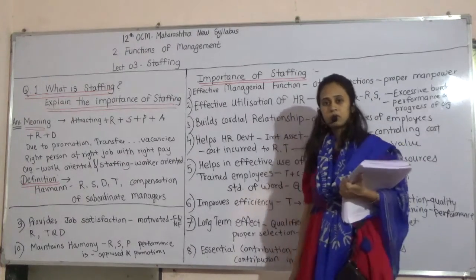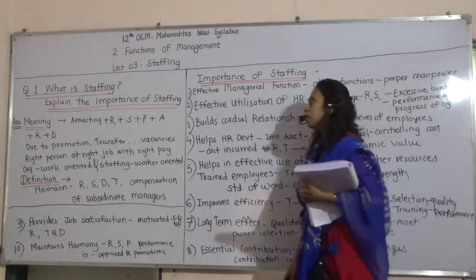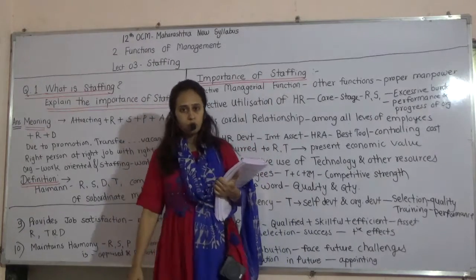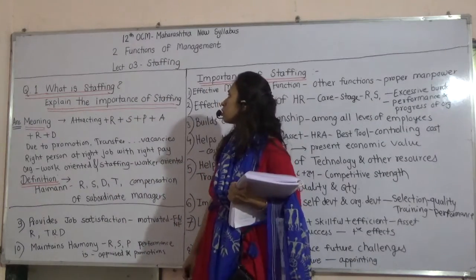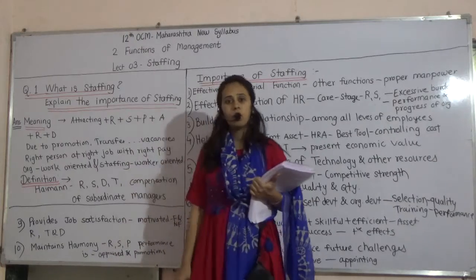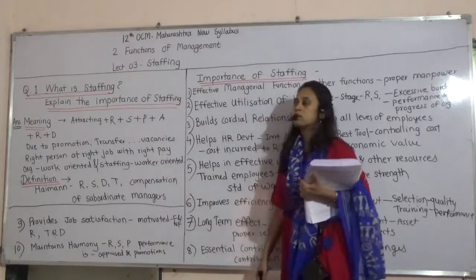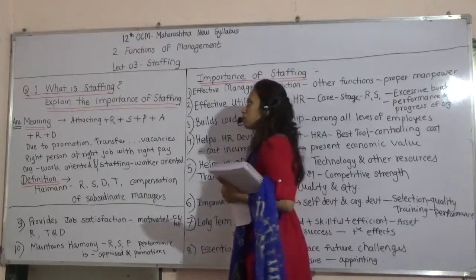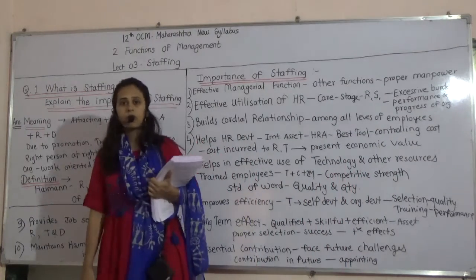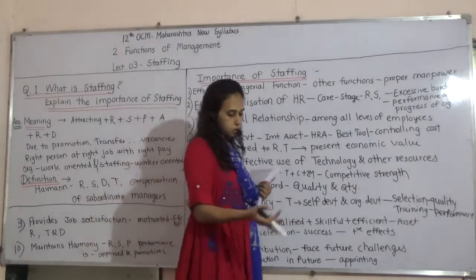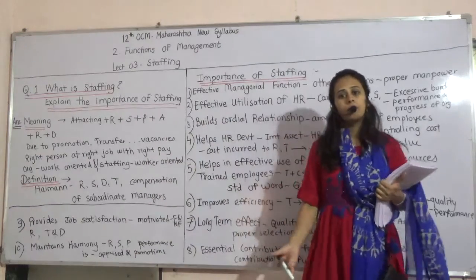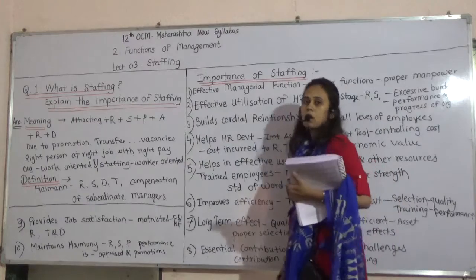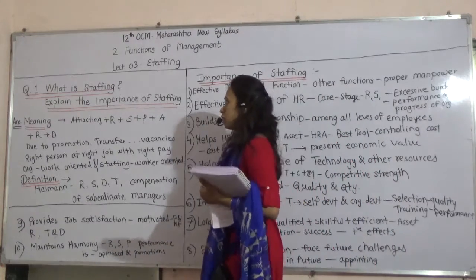Friends, in the last lecture we covered the second chapter, functions of management. We covered two functions, that is planning and organizing. Now let's discuss the next function, staffing. Planning is the basic function. In organizing, we collect men, machine, material, method, money. Money means capital. So today we will discuss the staffing function.